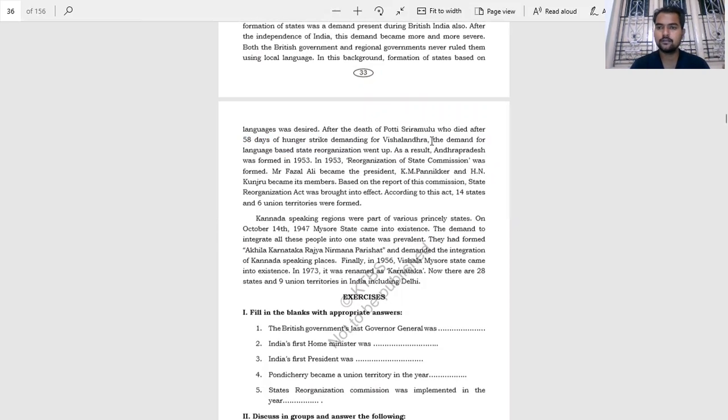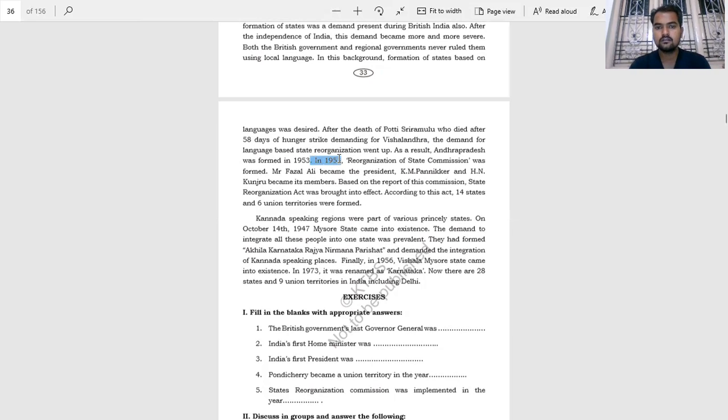When he died, the demand created a lot of issues, and that became a national issue. So seeing the death of Potti Sri Ramalu, the government agreed to give the status to Vishal Andhra, and later that Vishal Andhra became Andhra Pradesh. In 1953, Andhra Pradesh was the first state which was born on the basis of language. Next, they took the model of Andhra Pradesh and implemented it throughout India.